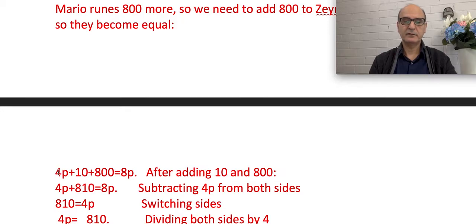See, that was what Zainab ran. We need to add 800, so it becomes the same as 8p, which is how much Mario ran. Alright, so now to solve this equation, you can add 10 and 800, becomes 810. So 4p plus 810 is equal to 8p. Now, take away 4p from both sides, because you got pronumeral on both sides. 8p take away 4p is 4p, and if you take away 4p from this side, that 4p disappears. So 810 is equal to 4p.